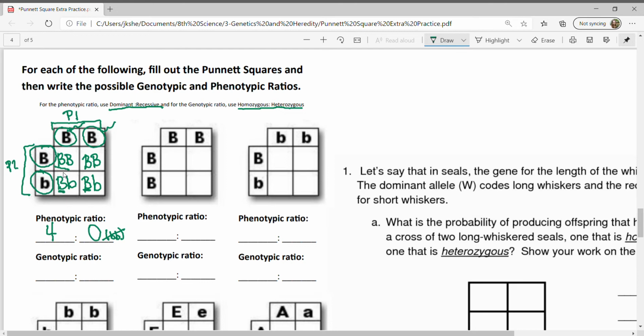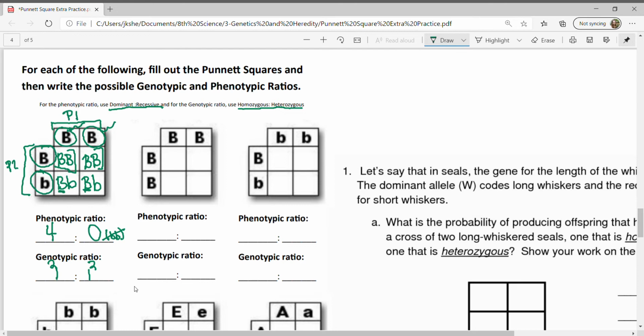Now it wants us to say homozygous to heterozygous. Remember, homo means same, hetero means different. So we see homozygous 2 times and heterozygous 2 times. So that is a 2 to 2 ratio or a 1 to 1 ratio.